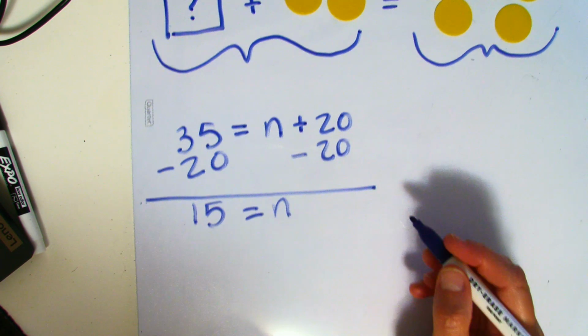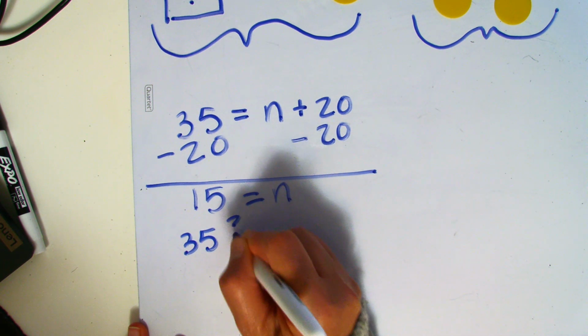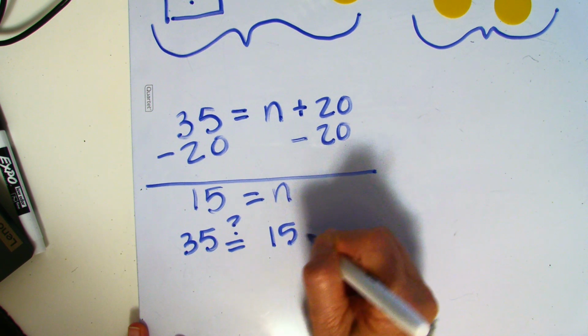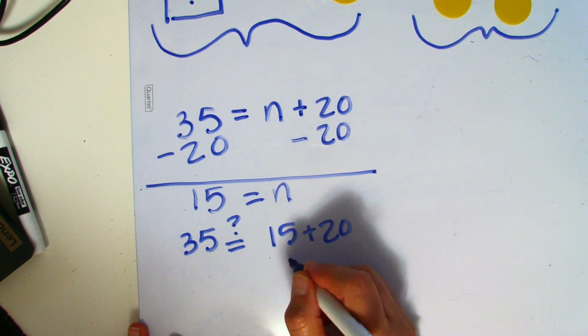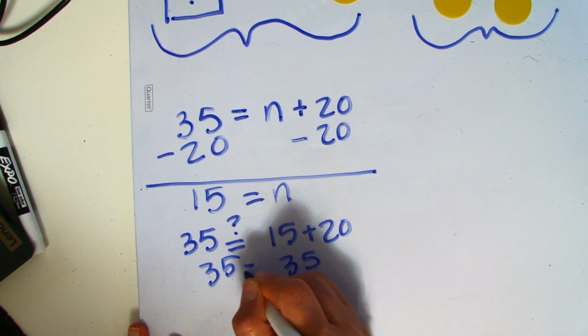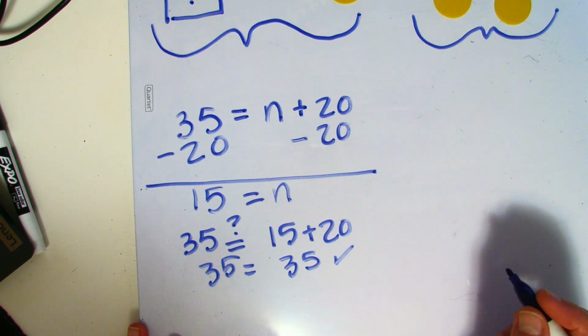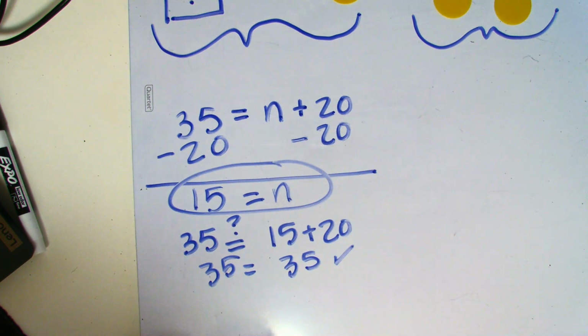Now let's check. Is 35 equal to 15 + 20? Well, 15 + 20 is 35. And you can see that 35 is equal to 35. So my solution is indeed 15.